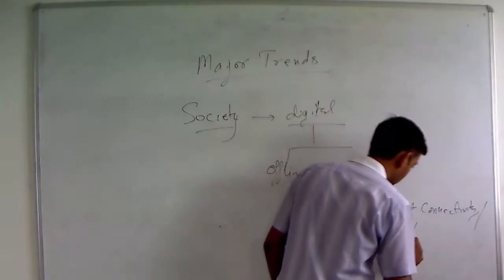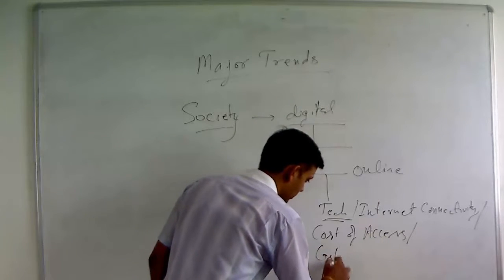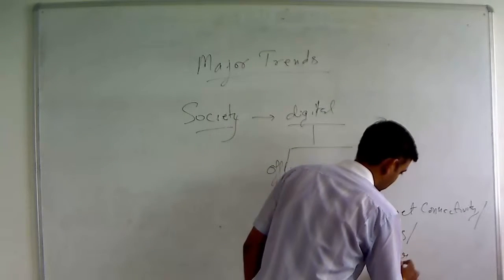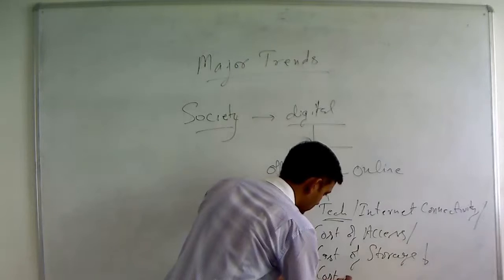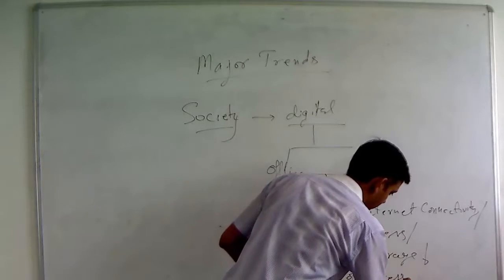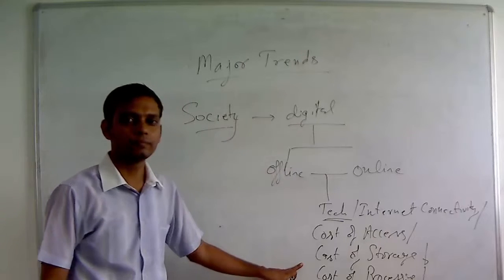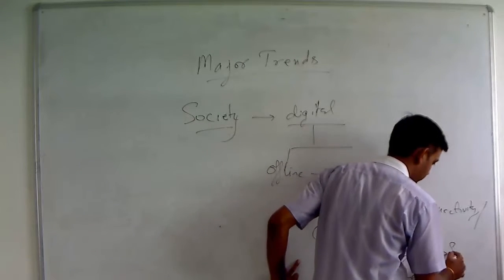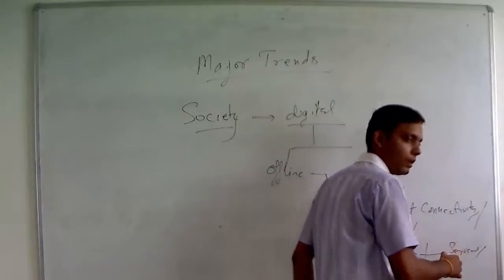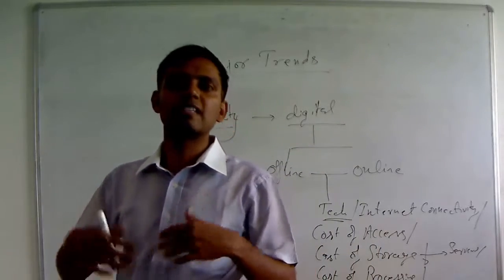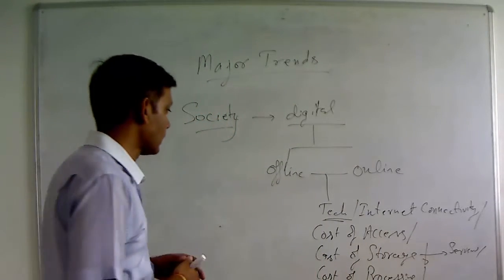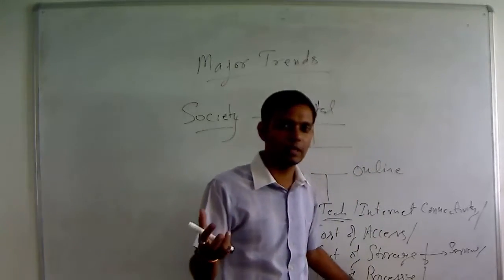And one more: the cost of storage is also going down, and the cost of processing is also going down. Storage, in the sense of servers, hard disks, all these storage media, the cost is going down. I can buy much more space at a much cheaper price. Cost of processing is the processing power of the computer. You can buy a high-end machine at a much lower cost.